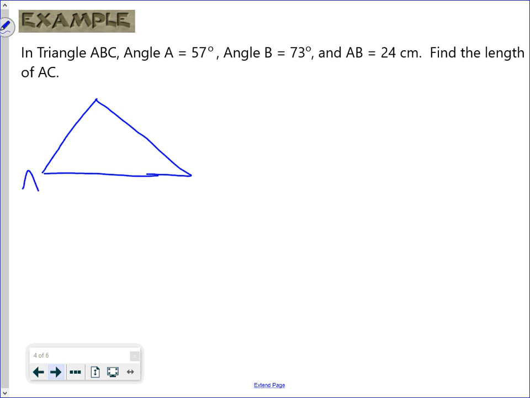I'm going to label this with A, B, and C because those are the letters that we've been given in our triangle. And I'm going to put the information onto the triangle that I know. So angle A is 57 degrees. Angle B is 73 degrees. We don't know what angle C is. We know that side AB is 24 centimeters. And we're trying to find the length of AC.